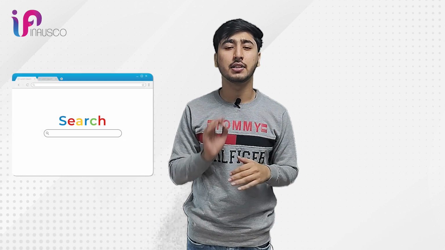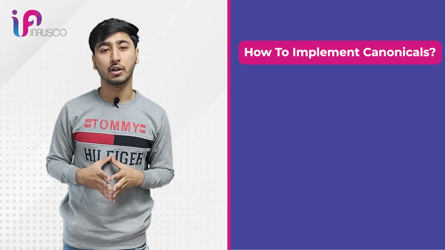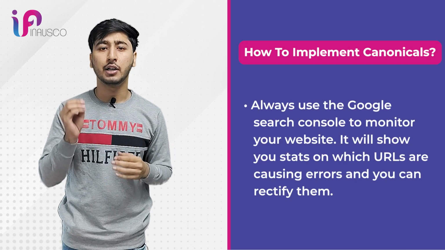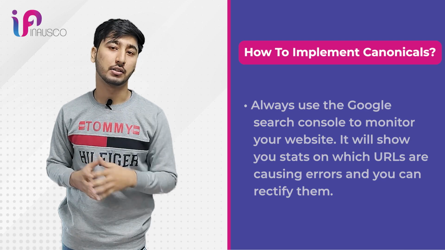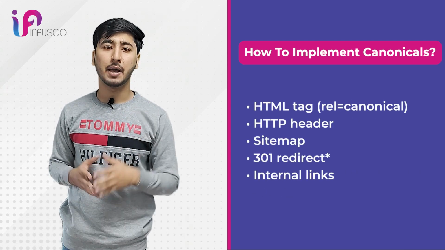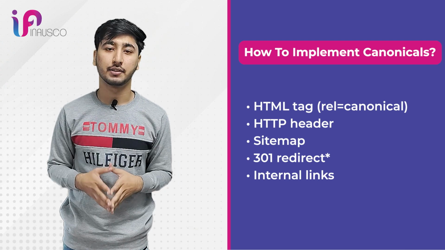Relying on search engines isn't a great idea. They may select a version of a page that you don't really want to be the canonical. How to implement canonicals? There are 5 known ways to specify canonical URLs. They are also known as canonicalization signals: HTML tags, HTTP header, sitemap, 301 redirect, and internal links.